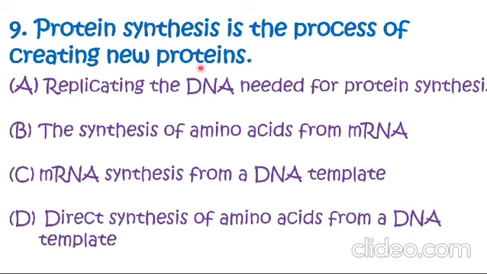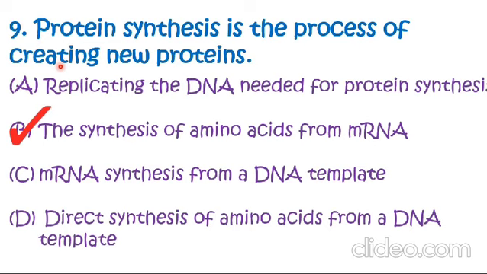Moving toward question number 9: protein synthesis is the process of creating new proteins. Option A is replicating DNA needed for protein synthesis, B is the synthesis of amino acid from mRNA, C is mRNA synthesis from a DNA template, and option D is direct synthesis of an amino acid from the DNA template. So the correct answer over here is option B, the synthesis of an amino acid from the mRNA.